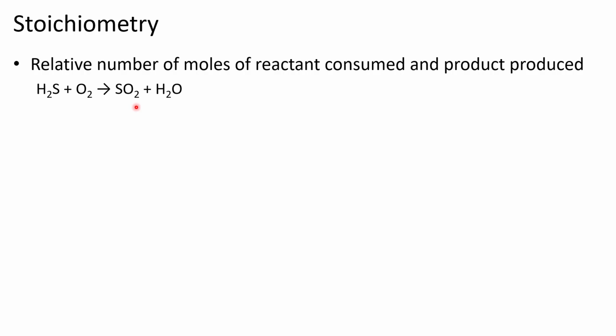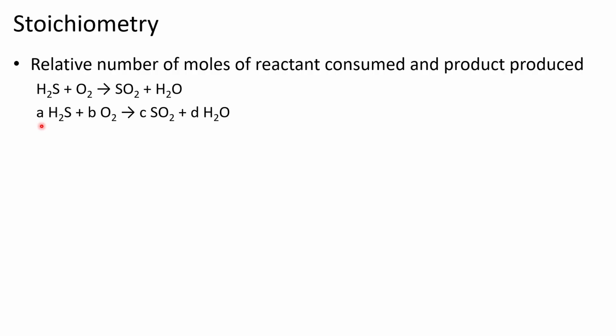For this reaction to be balanced and therefore indicate the relative number of moles of the reactant consumed and product produced, the number of atoms of oxygen on the left has to be equal to the number of atoms of oxygen on the right. The same is true for hydrogen and sulfur. In order to balance this chemical reaction, we'll assign arbitrary values for coefficients in front of each of the species that participate.